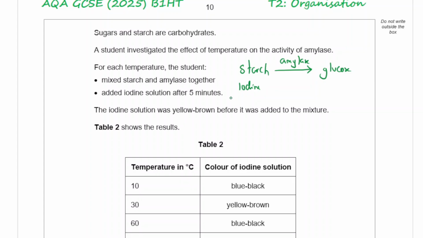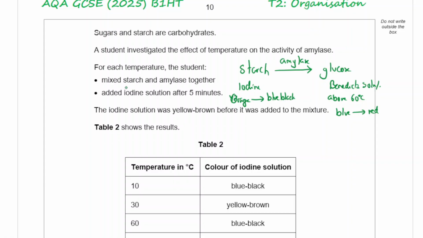It will go from orange or yellow, orange-brown liquid to blue-black. And if you want to test for sugar, you can use Benedict's solution. Heat it above 60 degrees and it will go from blue to yellow, orange, or red. Depending on how much sugar there is, it'll turn into a more reddish color.